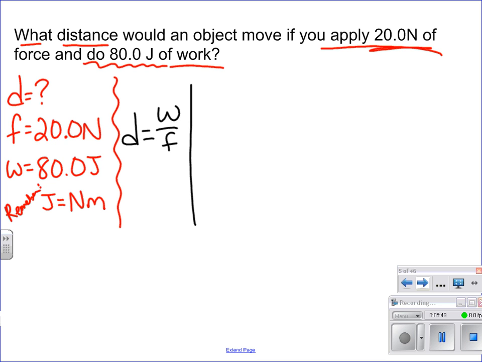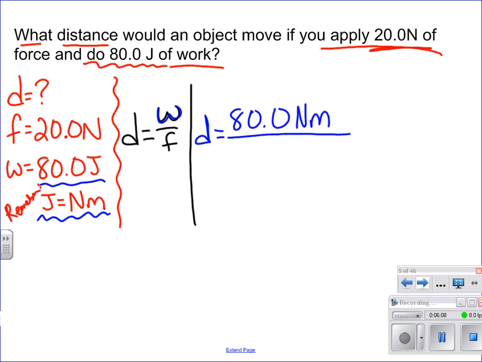And this is where, when I write my formula, and again, I make you show your work so you don't make mistakes, all right? So you have work up on top here, so make sure you look over here and you write your work, 80.0 joules. Now, instead of joules, I'm going to write what a joule is. It is a Newton meter, okay? A Newton times a meter, or a Newton meter. And then on bottom, in my denominator, I'm going to put my force, which is the 20.0 newtons.